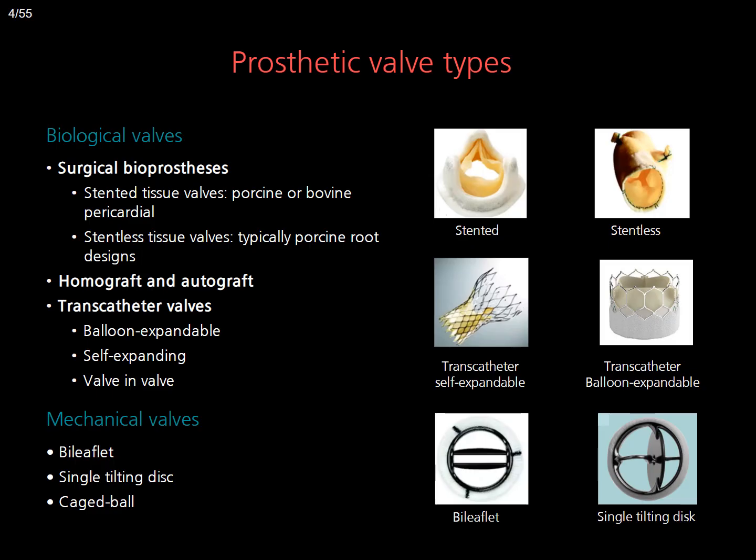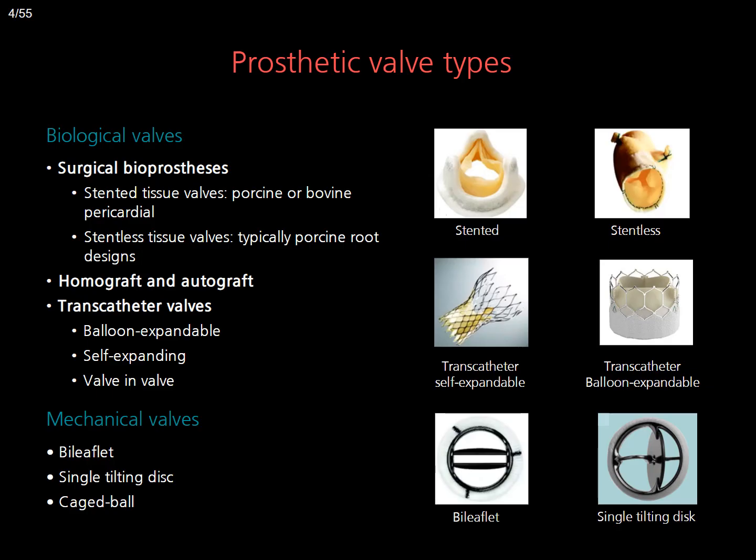First are biological valves. These include surgical bioprostheses, which may be stented or stentless. Stented valves have a rigid frame and a sewing ring, which can slightly reduce the effective orifice. Stentless valves have no supporting frame and often provide a larger functional orifice for a given annulus. Biological options also include homografts, which are donor human valves, and autografts in the Ross procedure. Next are transcatheter valves, most commonly used in the aortic position. They can be balloon expandable or self-expanding, and they may be implanted as valve-in-valve inside a failing surgical bioprosthesis.